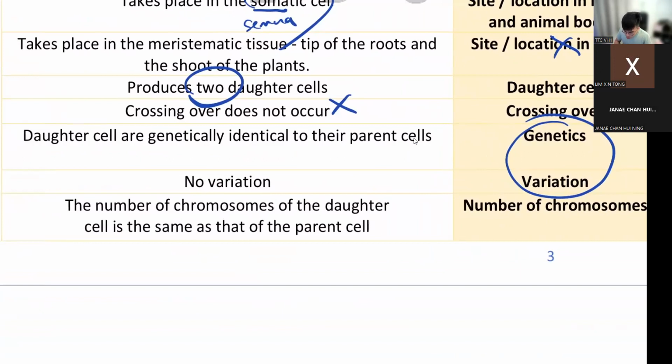What is genetically identical? That means exactly the same. Genetically, as in chromosome, they look exactly the same. Four chromosomes, two purple, two white, two purple, two white. Exactly the same. Genetically identical. So there's no variation. If me and you look the same, we are clones. We have no variation.